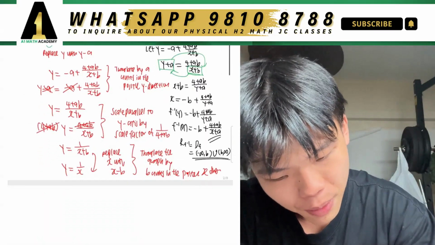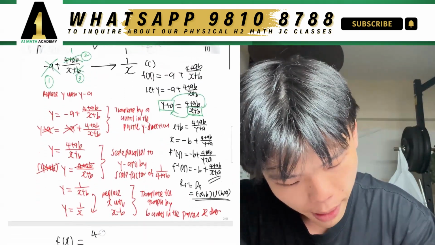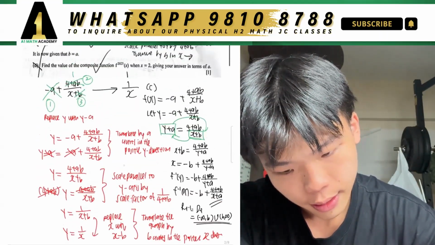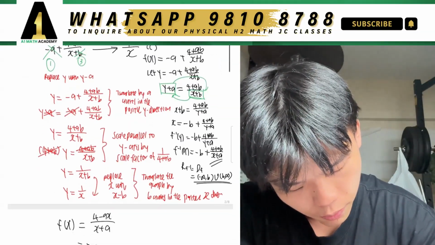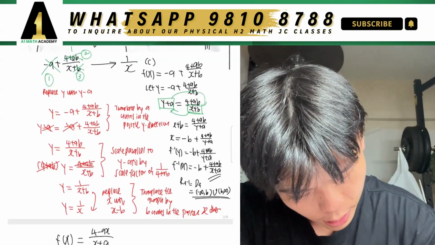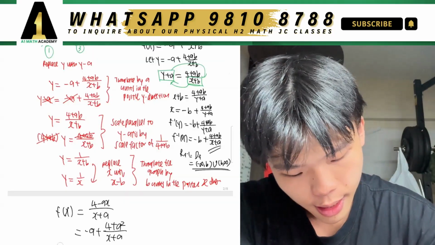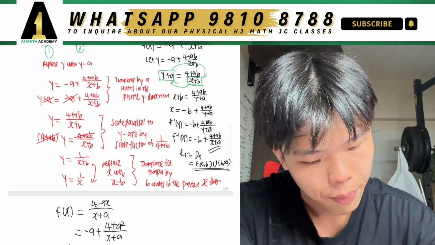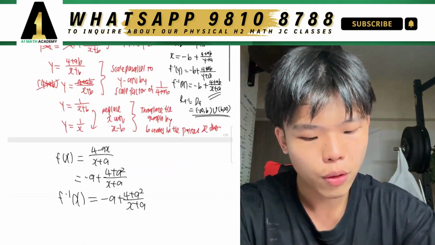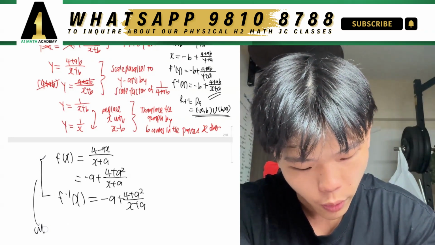Look at this. If b equals a, you know that your function f(x) can be written as (4 minus ax) over (x plus a), or it can be written as negative a plus (4 plus a squared) over (x plus a). I'm just replacing all of the b's with the a's. And then your f inverse x can be written as negative a plus (4 plus a squared) over (x plus a). So we realize that when b equals a, these two are now the same.